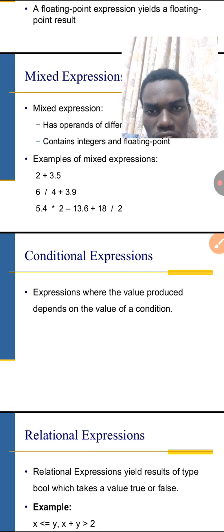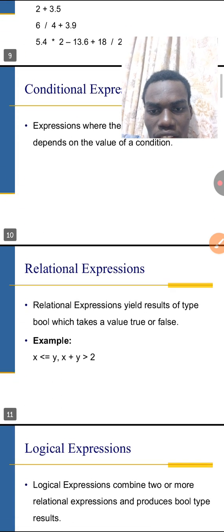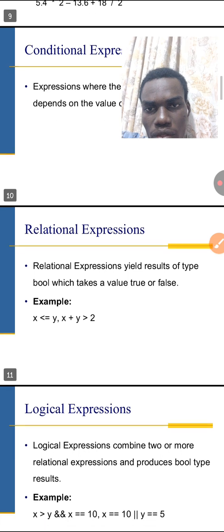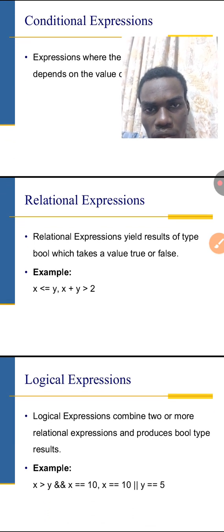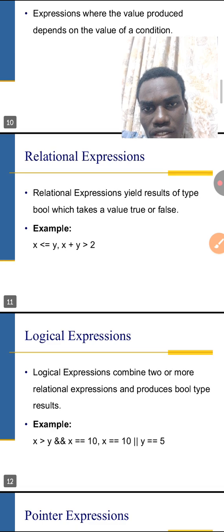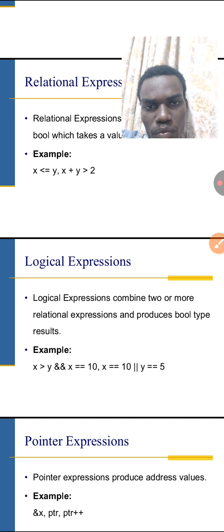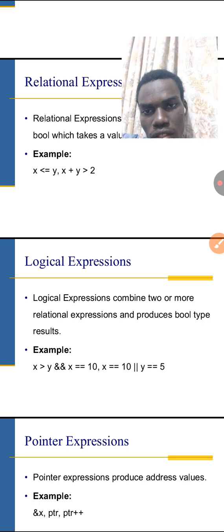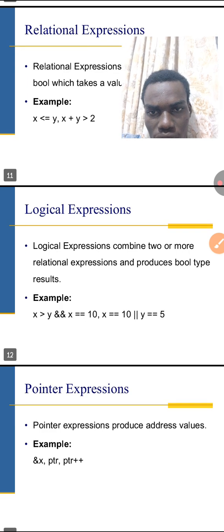For a conditional expression, the value produced depends on the value of a condition. We also have the relational expression, which yields results of type Boolean, which takes a value true or false. And we also have the logical expression. A logical expression combines two or more relational expressions and produces Boolean type results.